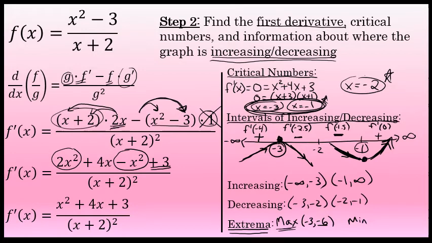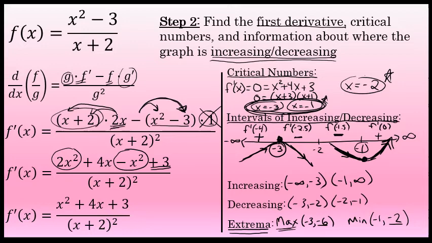Again, it's not necessarily the lowest point that the graph ever gets to, but relative to the points around it, it's a minimum value. Again, I'll substitute -1 for x in the original function. F of -1 is -2, so the point (-1, -2) is a relative minimum value.